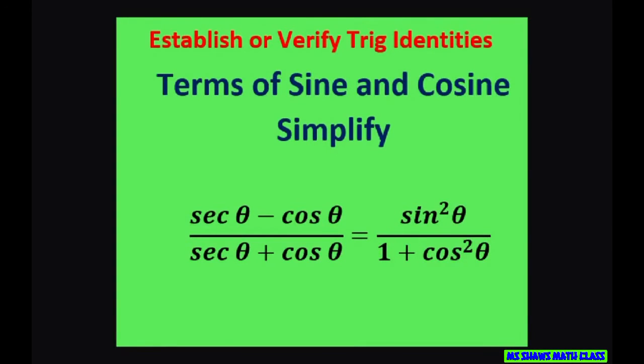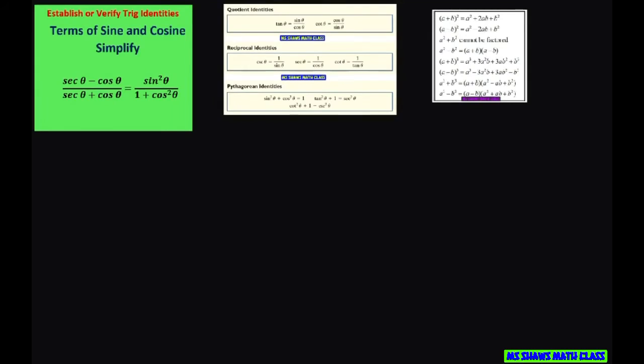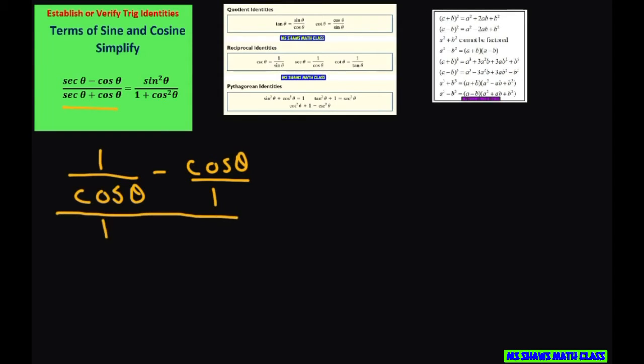We're going to verify this trig identity, and we're going to write it in terms of sine and cosine. So we're going to work on the left-hand side and write this as 1 divided by cosine minus cosine, and I'll go ahead and put this in fraction form and do the same thing here.